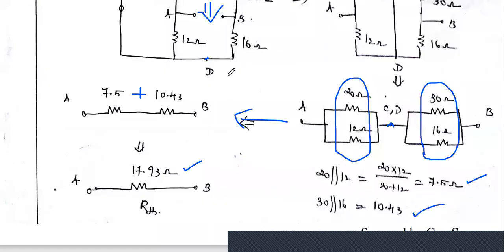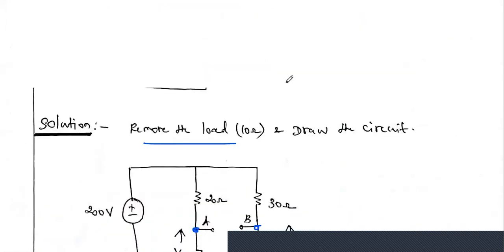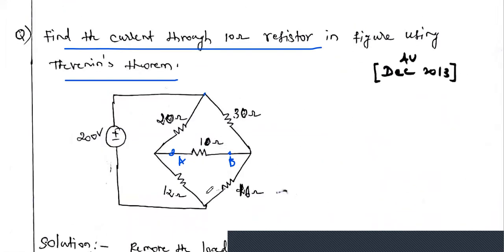So we may solve this problem in Norton's also. Already we solved this type of problem in mesh analysis. In mesh analysis also we can solve what is the current flowing through this 10 ohm, it's I2 minus I3. But here the method is mentioned, so we may use this theorem.